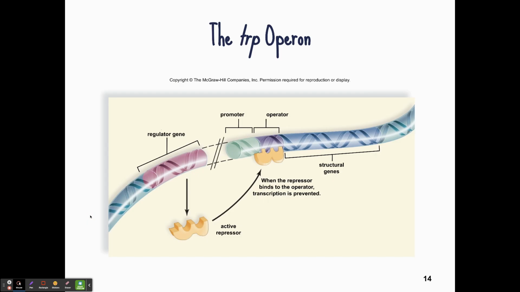All right, so once again, this is what the trip operon looks like. We have the regulator gene. Here's the promoter gene. Here's the operator. Remember, the operator is the switch. When the repressor binds to the operator, transcription is prevented. So when this active repressor here is attached, it's the signal to turn it off. And RNA polymerase cannot read the genes. And if it can't read the genes, it can't make the protein.